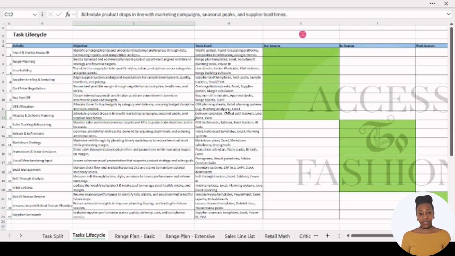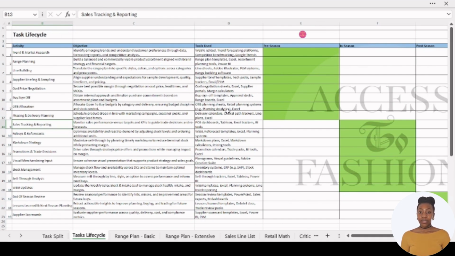And then the tools that are used are delivery calendars, critical path trackers, line plans as well. And it will also be promotional calendars too that will be used in this, because you want to know when events are. So now, after all of that, you would finally be in season.